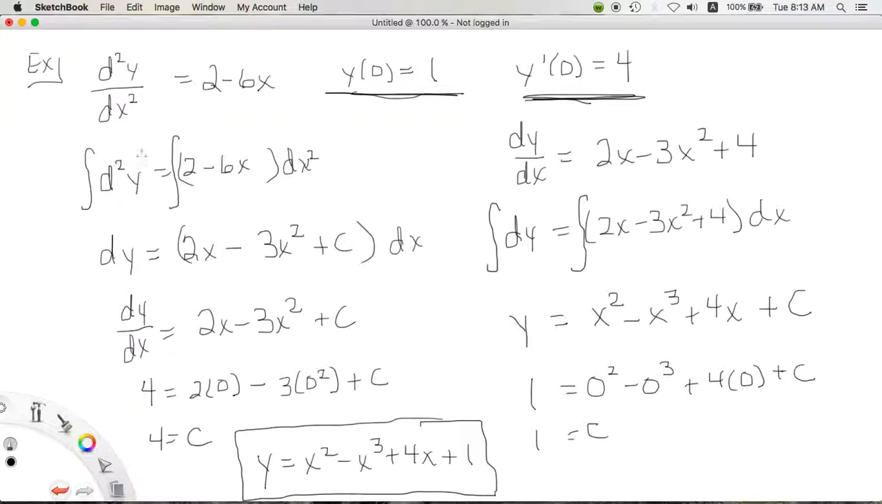So when you have the second derivative, you do the same thing, but you're going to have to go through finding the first derivative first, and then once you found the first derivative, then you can go through and find the original function.